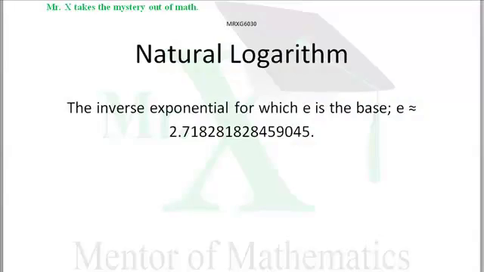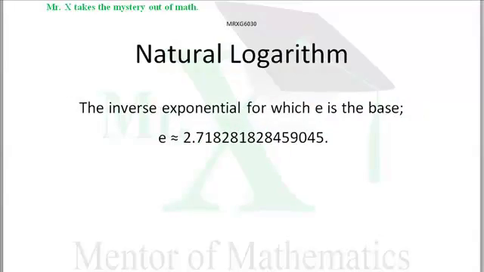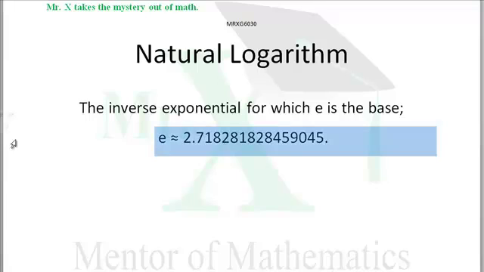The natural logarithm has a base of e. And what is e? Well, it's this number, and that's approximate. It's easy to remember e.